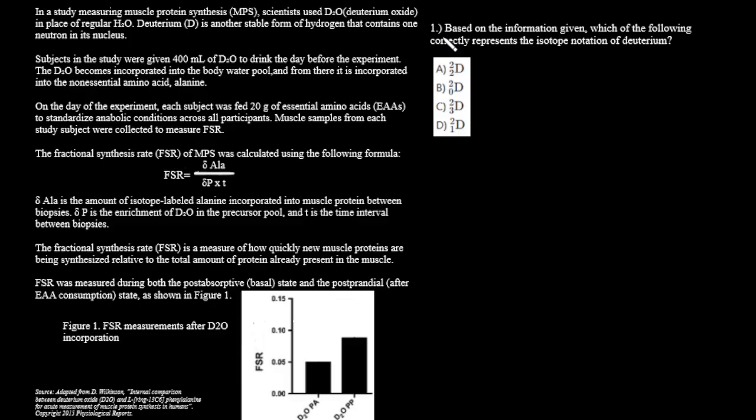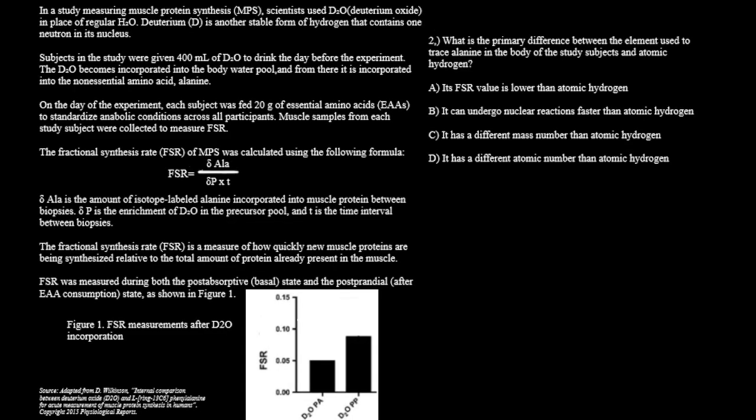Question number 1. Based on the information given, which of the following correctly represents the isotope notation of deuterium? Options A, B, C, and D are provided. Question number 2. What is the primary difference between the element used to trace alanine in the body of the study subjects and atomic hydrogen?